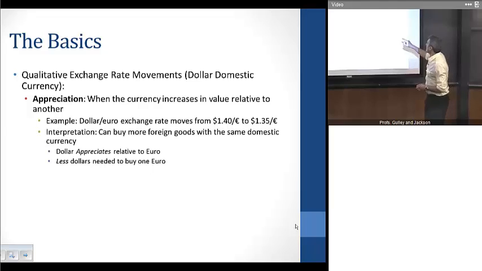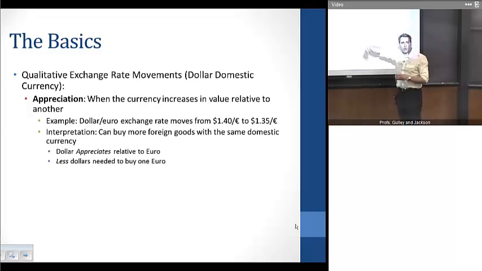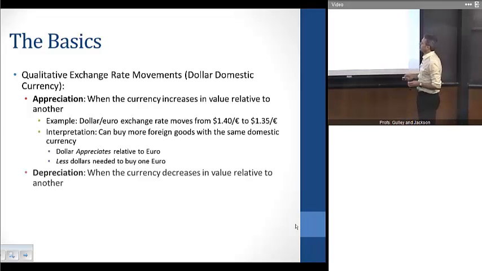The intuition is that it takes fewer dollars to buy the same amount of euros or euro-denominated goods as it did before. And so because of this, the interpretation is that we can buy more foreign goods, we can buy more European goods with the same amount of currency that we had before. So in that case, we say that the dollar appreciated relative to the euro.